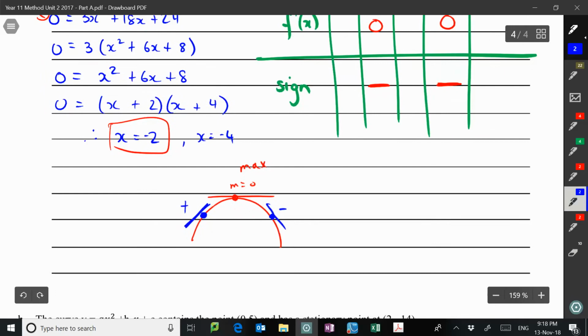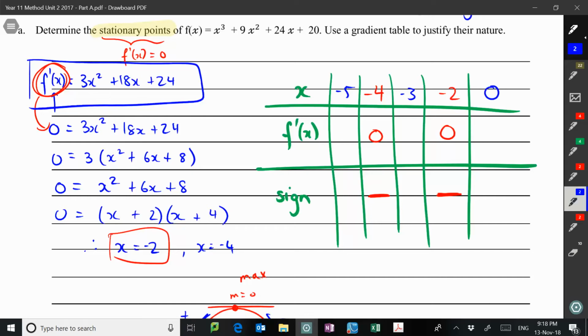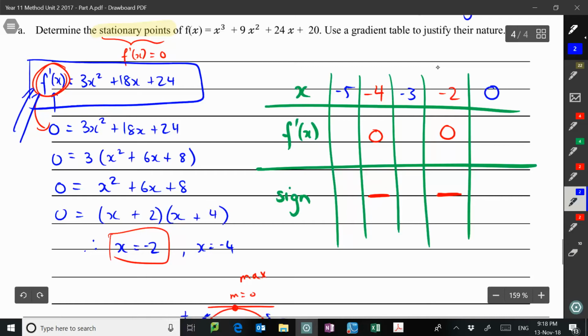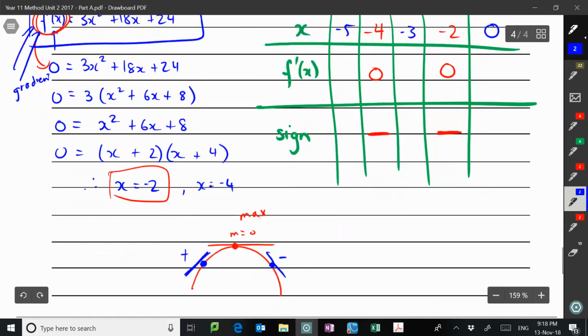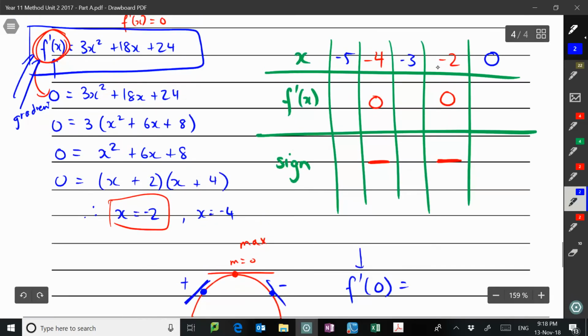Now, how do I find the gradient? Well, you've got the equation here. A lot of students forget the purpose of finding the derivative. They don't even know why they're doing it. They just do it. But you have to remember the derivative tells you the gradient. So if you sub 0 in, you'll find the gradient. Think about it. If I do f dash and sub 0 in, f dash means gradient.